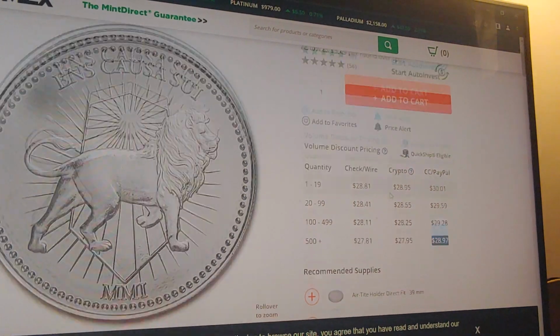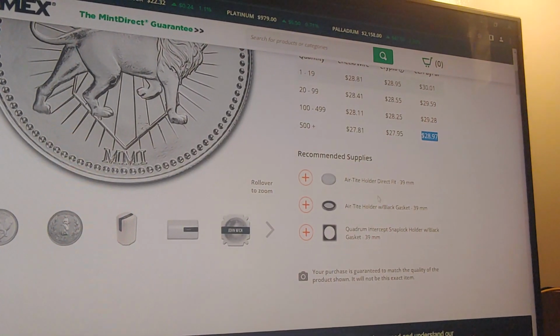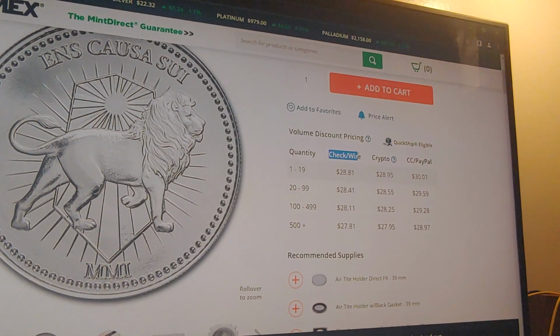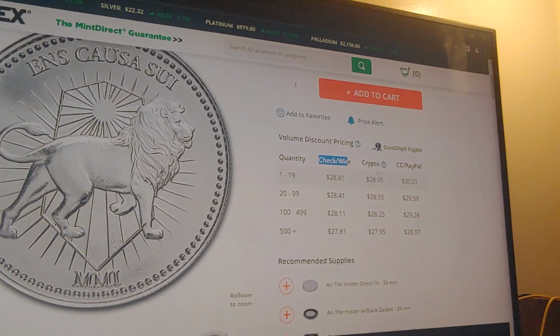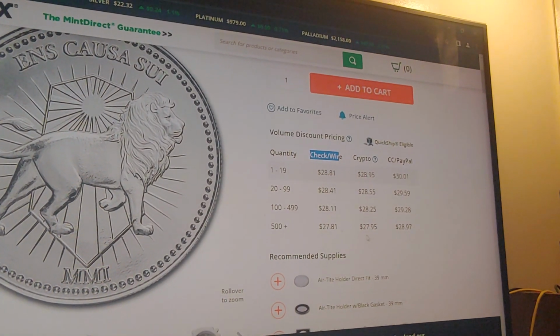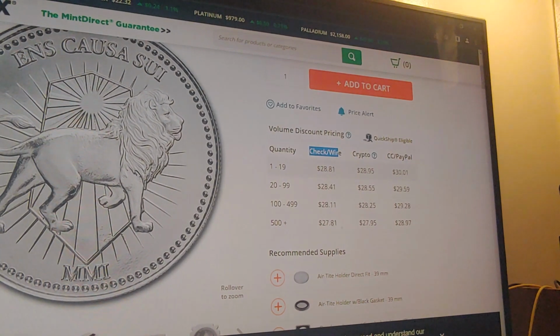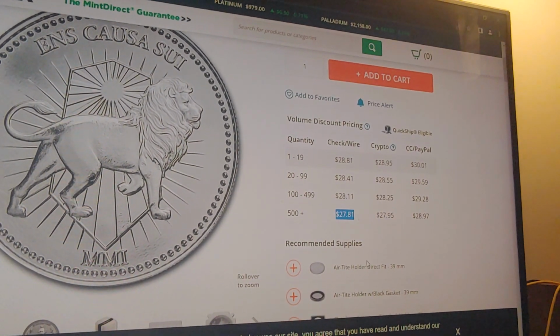but that's if you use a check. You have to use a check or wire. You can't pay with credit card, or you pay the most. There are additional fees, and if you pay with crypto, there are additional fees too. But if you pay with the check, and you have to buy 500 of these, you get that $27 price.